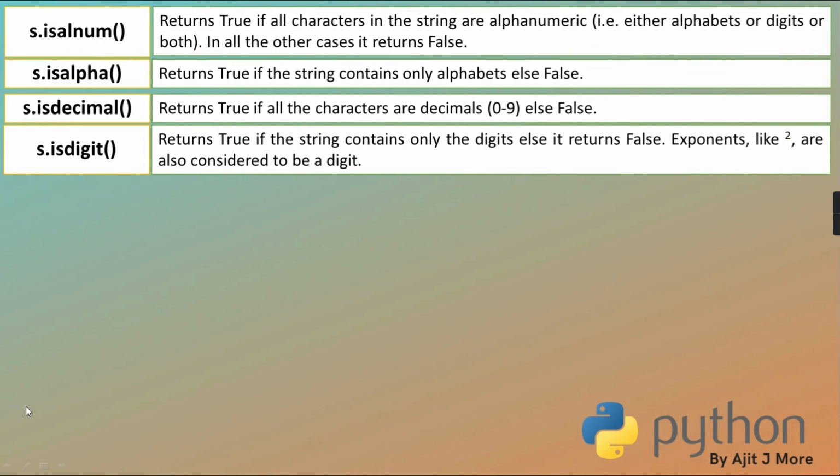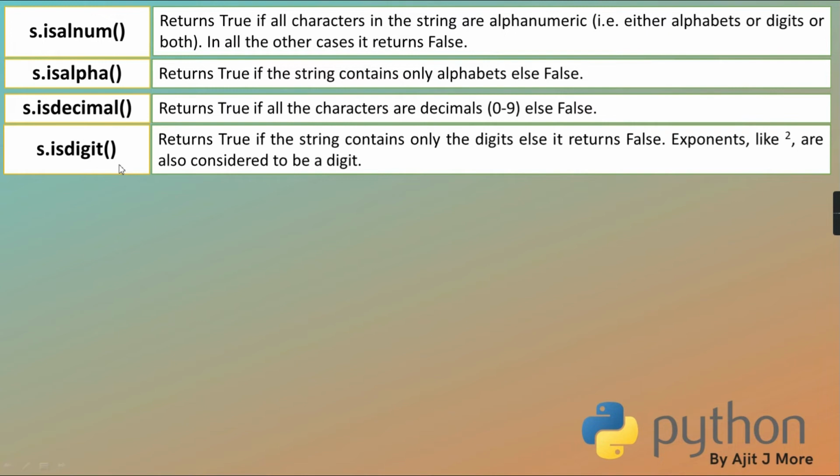So it returns true if the string contains only digits, else false. But only digits means superscript and subscript digits also. Not simply 0 to 9, but superscript 9, subscript 9, superscript 8, subscript 8. Those digits are also allowed. Exponents like the superscript 2 are also considered digits in case of isdigit. So are you properly clear with the difference between isdecimal and isdigit?